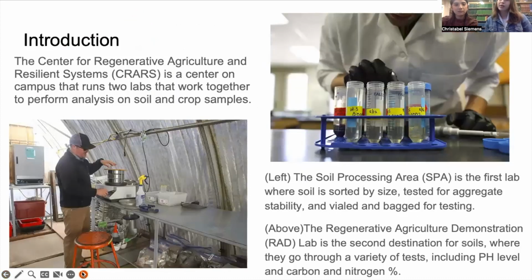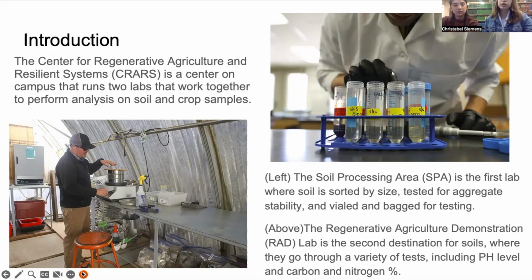I wanted to start out with sharing a little bit of background on where we were working. The Center for Regenerative Agriculture and Resilient Systems, from here forward we'll call it CRARS, is a center on campus that runs two labs that work together to perform analysis on soil and crop samples.